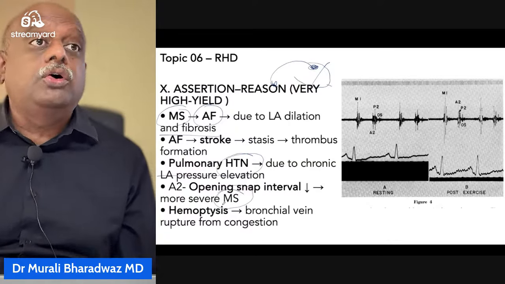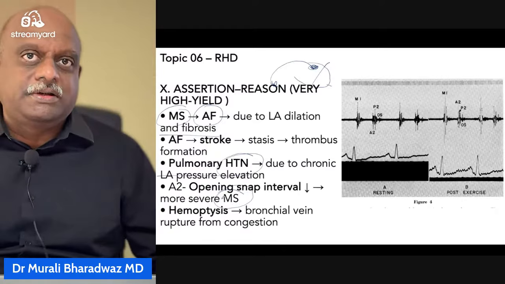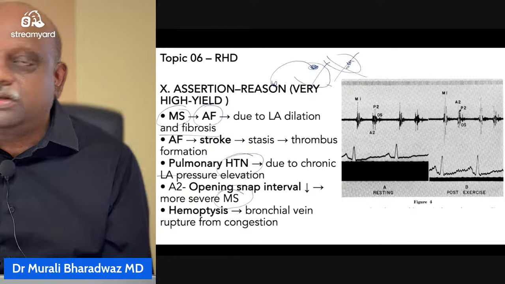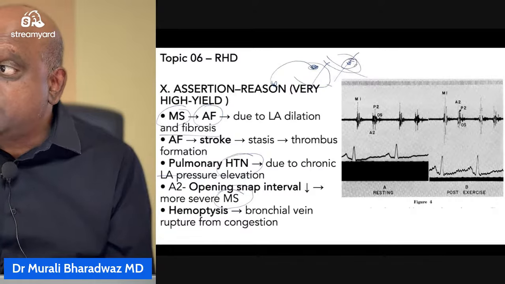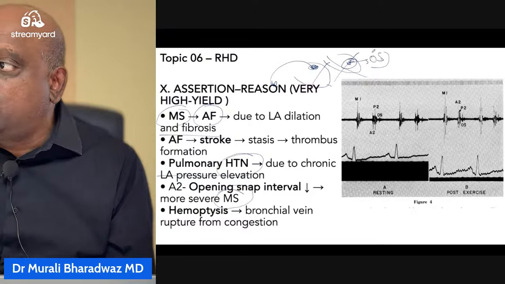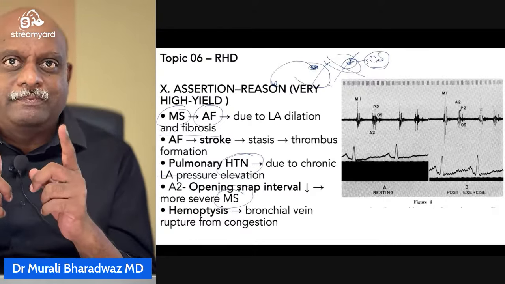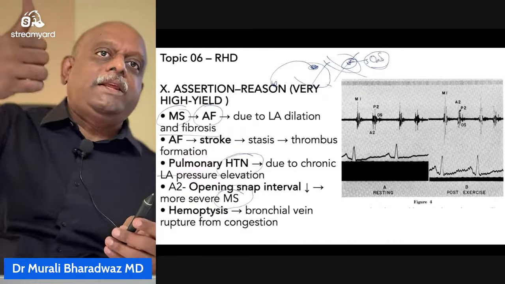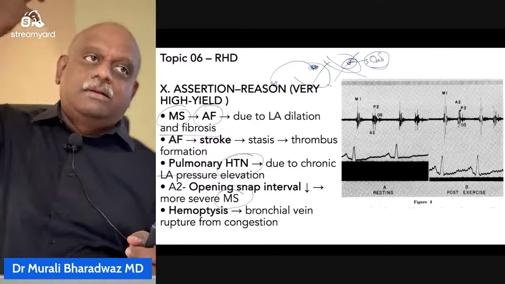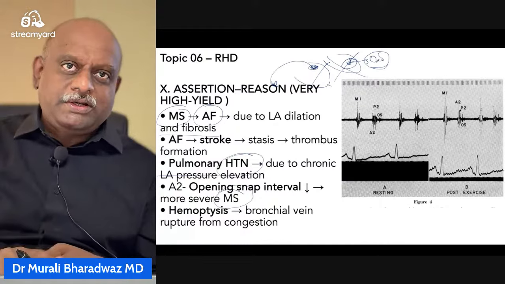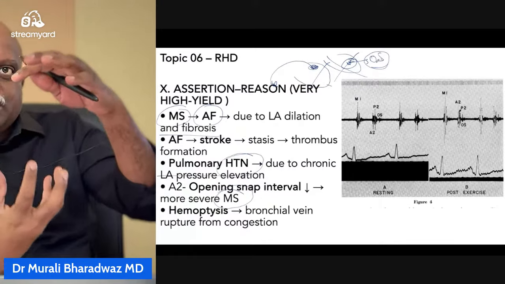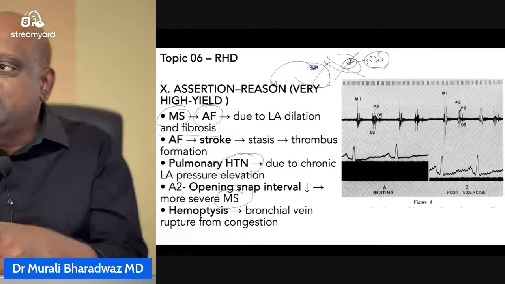Then how do you know how severe the mitral stenosis is? Whenever there is any mitral stenosis, a stenotic valve will make a sound called the opening snap when it is opening. Just like a champagne cork. The moment you open the champagne cork, it will pop out because of the underlying pressure, the pressure of the gas underlying the cork.